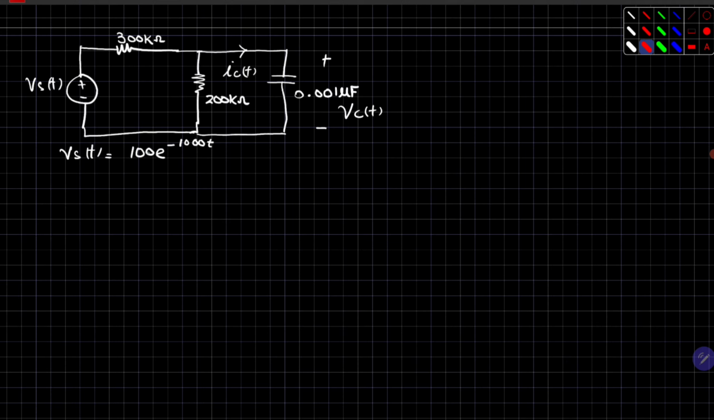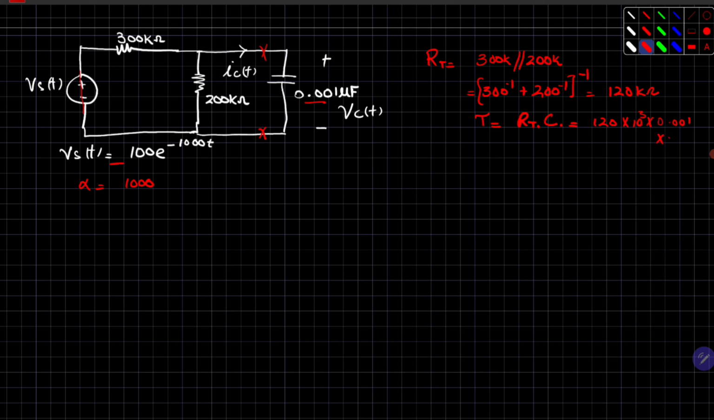And here you can see from this equation that your alpha equals 1000. By applying R Thevenin, we short this voltage source and open the capacitor from this point. We have two resistors, 300k parallel to 200k, which is very easy to calculate: 300 inverse plus 200 inverse, and whole inverse. So we get 120 kilo ohms. We already know the capacitor is 0.001 microfarad, so tau, which is R Thevenin times C, equals 120 into 10 raised to power 3 multiplied by 0.001 into 10 raised to power minus 6.